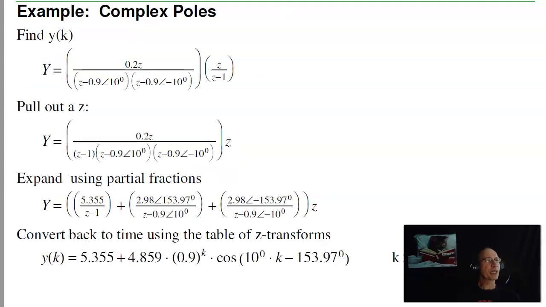If I have complex poles, again, it's not that hard. Bring this inside, factor out a z, do partial fraction expansion. When I do that, I'm going to get a complex number. Polar form works a little bit better. In polar form, twice this will be the amplitude. The amplitude of the pole is your 0.9 to the k. The angle is the frequency. This changes by 10 degrees every sample. 36 samples gives you 360 degrees, one cycle. And it turns out the angle of the residue is your phase shift.